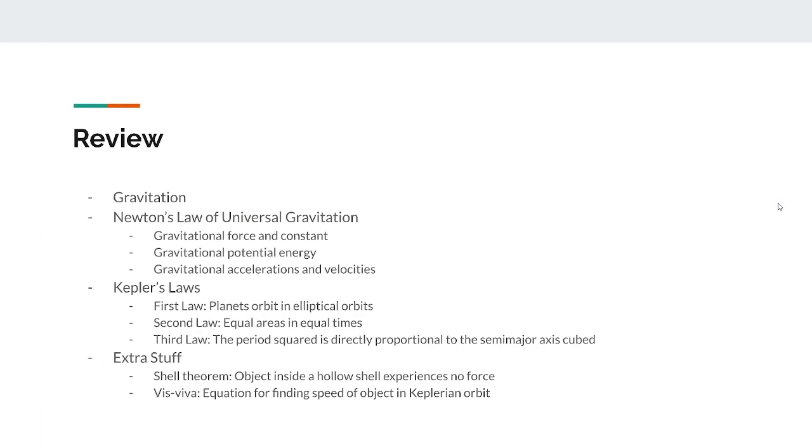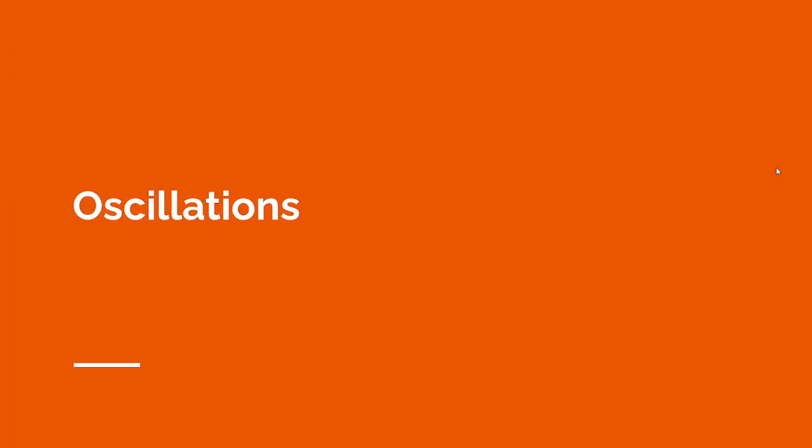So before we get started, just a little bit of a review. Last time we talked about gravitation, we talked about Newton's laws of universal gravitation, and we talked about Kepler's laws. We talked about gravitational force and its equation, and we also talked about the constant. We talked about gravitational potential energy and acceleration and velocities. And we also talked about Kepler's 3 laws, which are listed below. We also talked about some extra stuff such as shell theorem and vis-viva equations. But if you really do want to learn more about this stuff, go check out the original video, and if you want to learn more, search it up on Google. Remember, I'm not a qualified teacher, so it's just nice to consult a source that's much more reliable than me. Without further ado, let's get straight into oscillations.